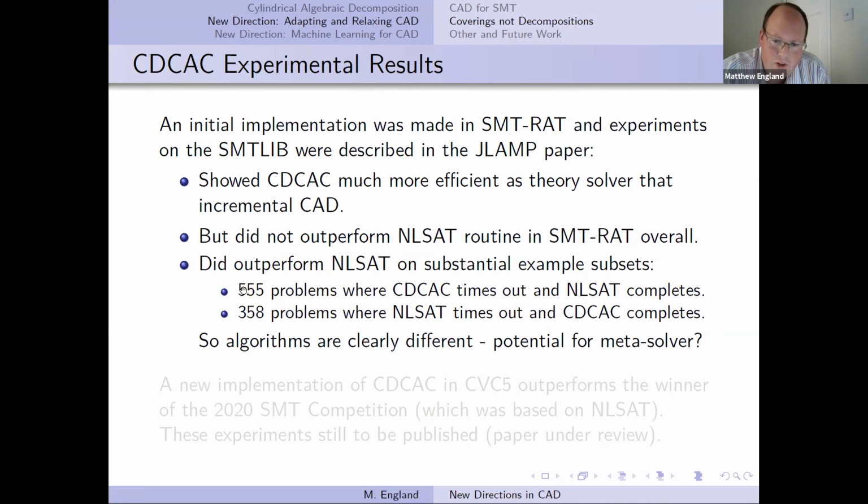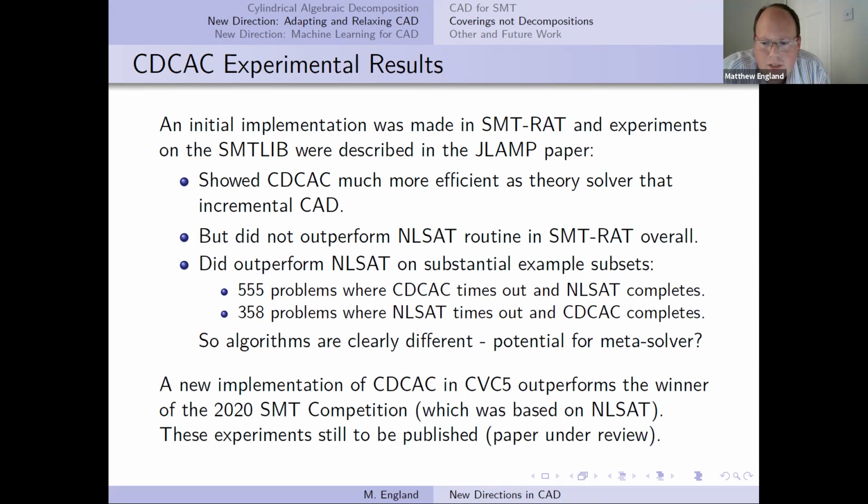It didn't outperform the NLSAT implementation, but interestingly, there were substantial example subsets where the algorithms outperformed each other. So there were 555 problems where our algorithm timed out but NLSAT completed, but also 358 problems where NLSAT timed out and our algorithm completed. So the algorithms are clearly different, and there's perhaps potential for some kind of meta solver here.